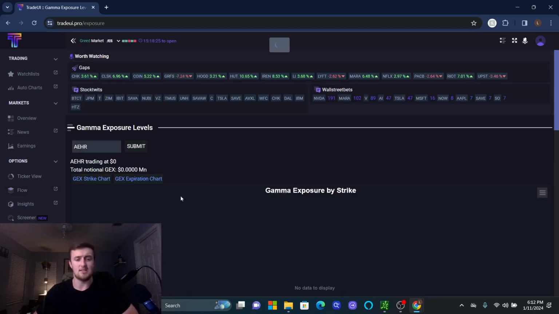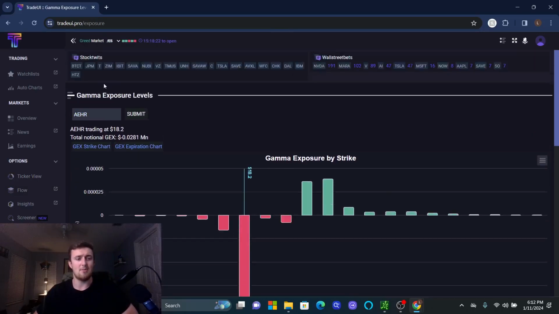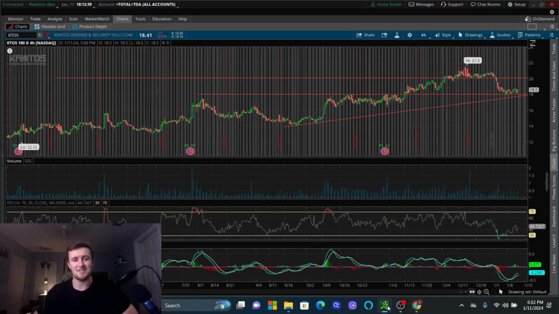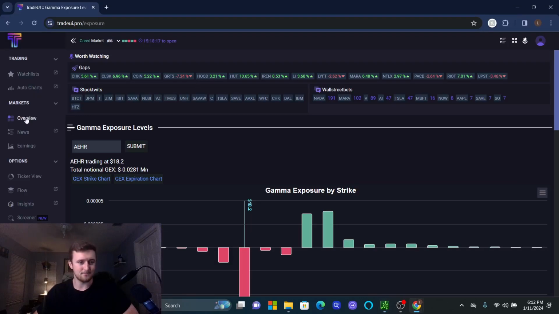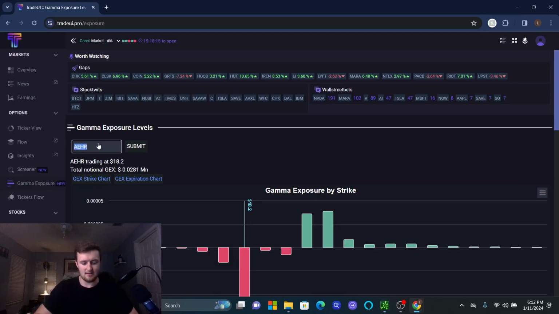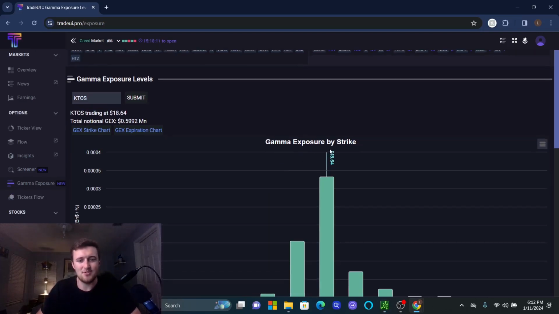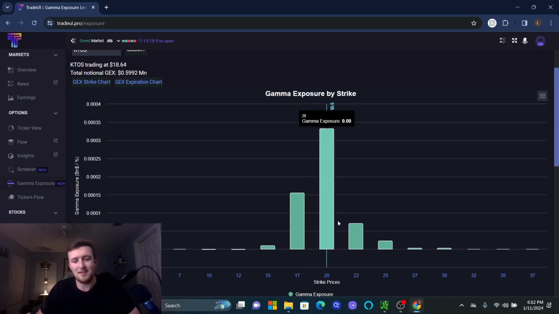What I love here is gamma exposure, where you can just type in a random stock. If we go to that stock again, KTOS, and I type in KTOS, what it will do is tell me where the gamma exposure is and tell me where people are buying or selling. In this case, we have a big spike at $20 for gamma exposure. That means that there is a lot of potential movement to that $20 zone. So you always want to be able to check things like that just to justify trades that you're already in, or find new strategies that work for you.